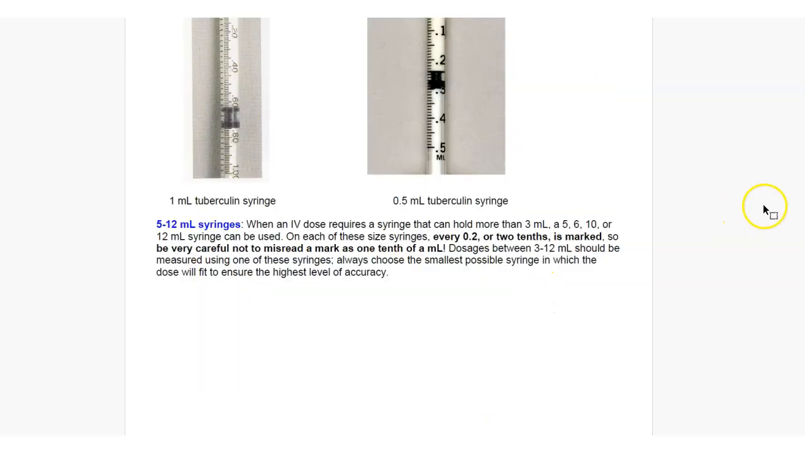The 5 to 12 ml syringes are usually used when giving IV medications. They can hold about 3, 5, 6, 10 ml and so on. And when you're looking at how they are labeled, every 0.2 or 2/10 is marked. So be very careful not to misread it as a tenth of an ml. Read them carefully and double check whenever you're drawing up your medication, because you don't want to administer more or less than what's supposed to be given to the patient.